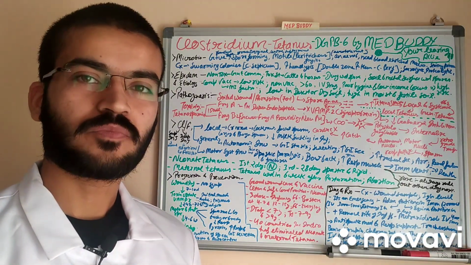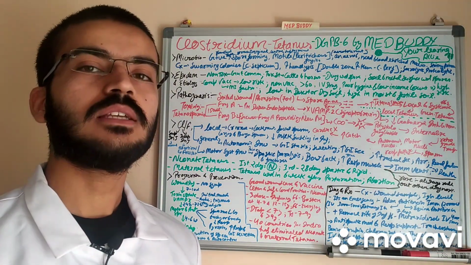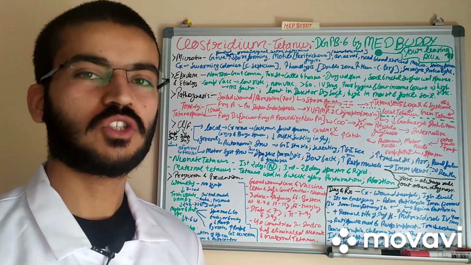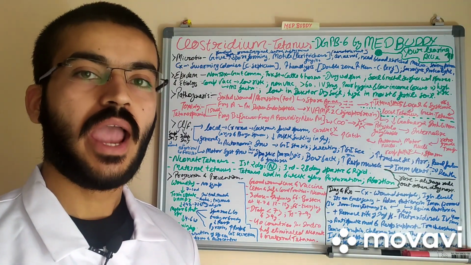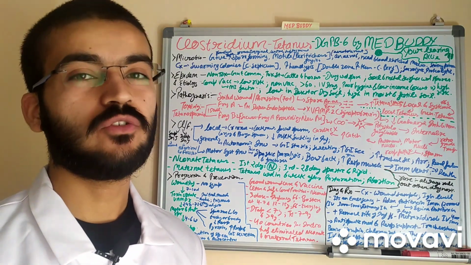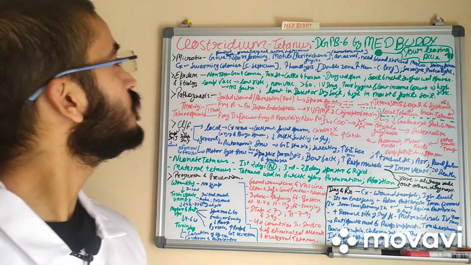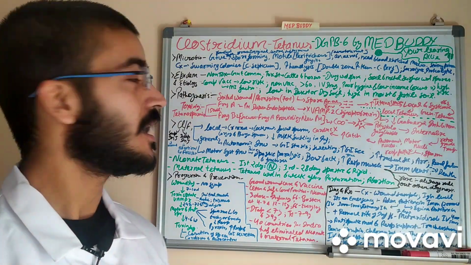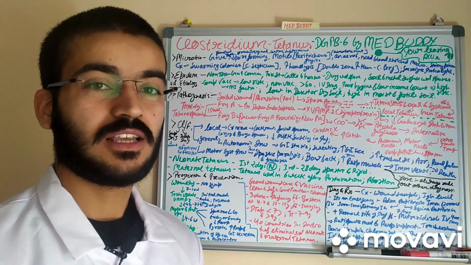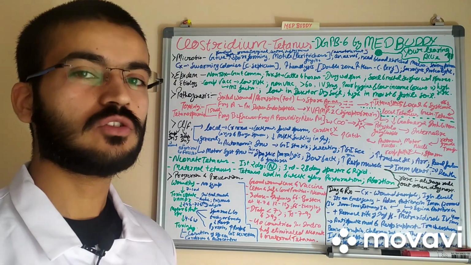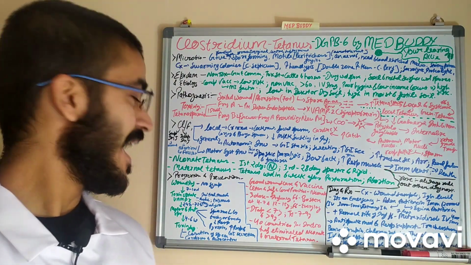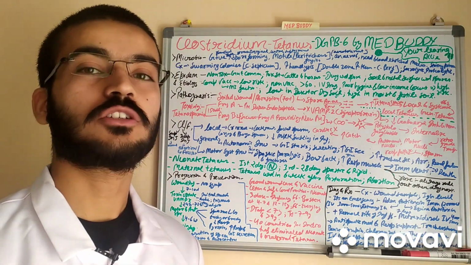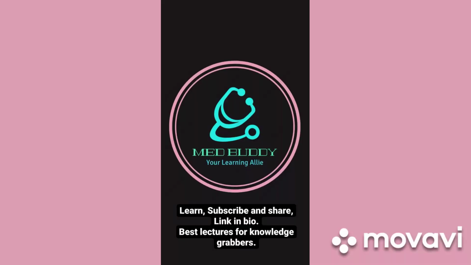Hello doctors, I welcome you to my 6th lecture of the series on diseases caused by gram-positive bacteria. And in this lecture, I will take you through the microbiology, epidemiology, etiology, pathogenesis, clinical features, treatment, diagnosis, prevention and prognosis of the disease caused by Clostridium tetani.